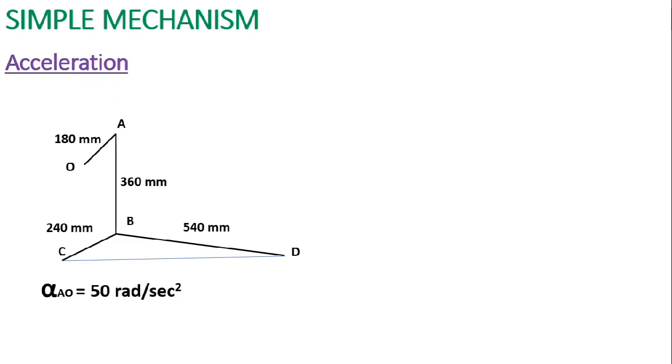Now what are these tangential components? It is that acceleration component which is perpendicular to that link. And also we have another acceleration component, that is the radial acceleration component, which is parallel to that link. So here the tangential acceleration component of OA can be calculated with this equation, that is alpha AO into the link length OA, which comes to 9 meters per second square.